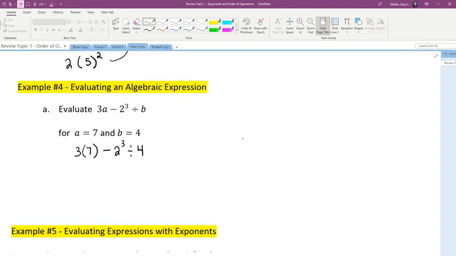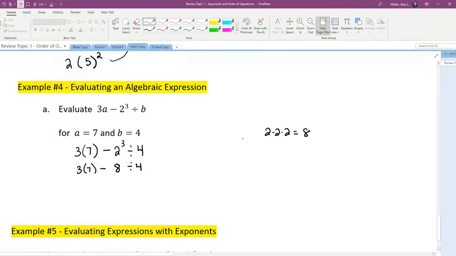So what's the order? I have an exponent. That has to come first. So I've got 3 times 7 minus 2 to the third power. That just means 2 times 2 times 2, which is 8. So I have an 8, and then I have it divided by 4.